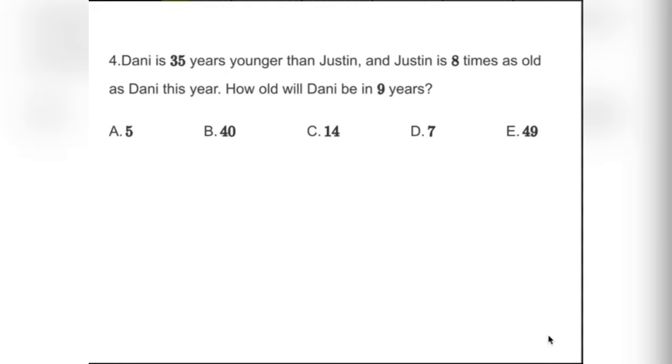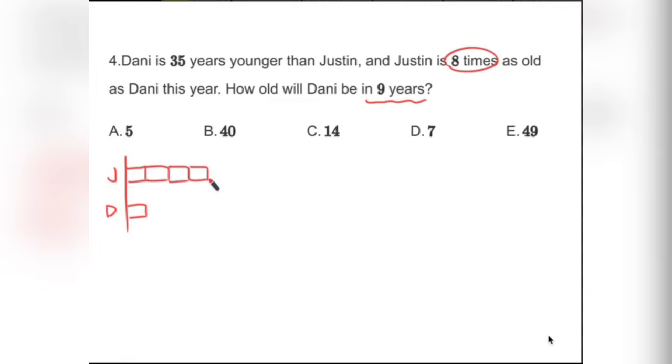Then, following this for question 4, Danny is 35 years younger than Justin. And Justin is 8 times as old as Danny this year. How old will Danny be in 9 years? Well, for this question, usually we start from the multiple part, right? When it comes to age problem, especially when you can see that there is some sum, difference, and multiple, we always start from the multiple part. If you draw the model, Justin is 8 times as old as Danny. So here, Danny should be 1 unit, which means Justin should be 8 units.